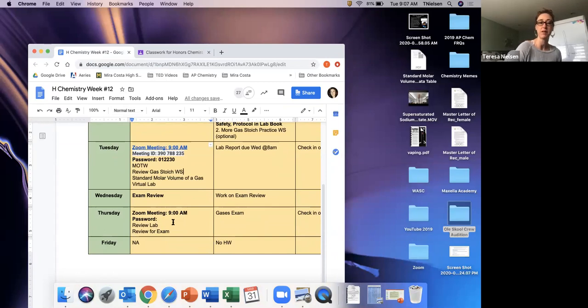My plan for that meeting on Thursday is just to answer any questions you have about gases in general. Anything that you have about the exam review or the lab or anything, you can ask me during the meeting. And then right after the meeting, I'll go ahead and open up the exam for you to do. The exam will be in the form of a Google form that you fill in. And so you can just take the gases exam that night or sometime Thursday afternoon.